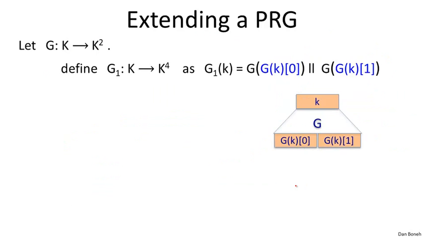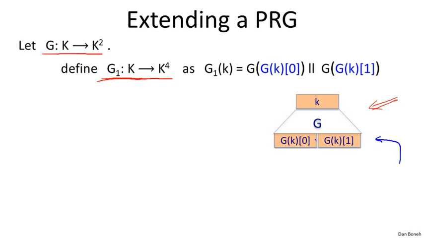Well, let's see if we can make progress. The first thing we're going to do is start again with a PRG that doubles its input. Let's see if we can build a PRG that quadruples its input. So it goes from K to K to the 4th instead of K to K squared. Let's see how to do it. Here we start with our original PRG that just doubles its input. But remember, the fact that this is a PRG means that the output of the PRG is indistinguishable from 2 random values in K.